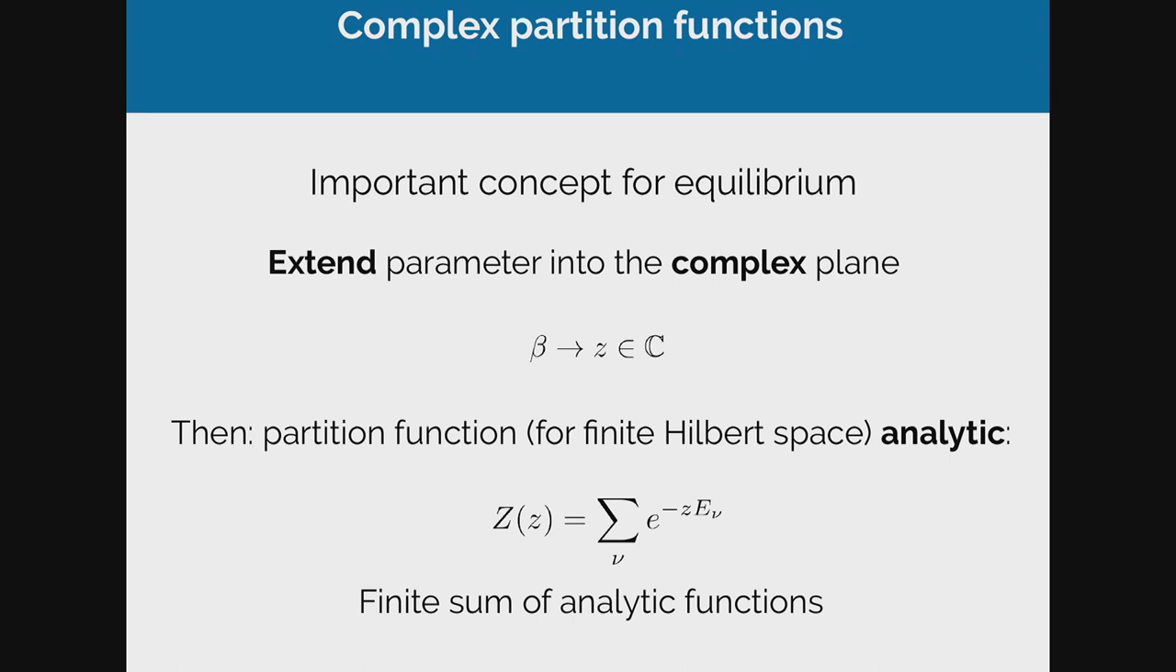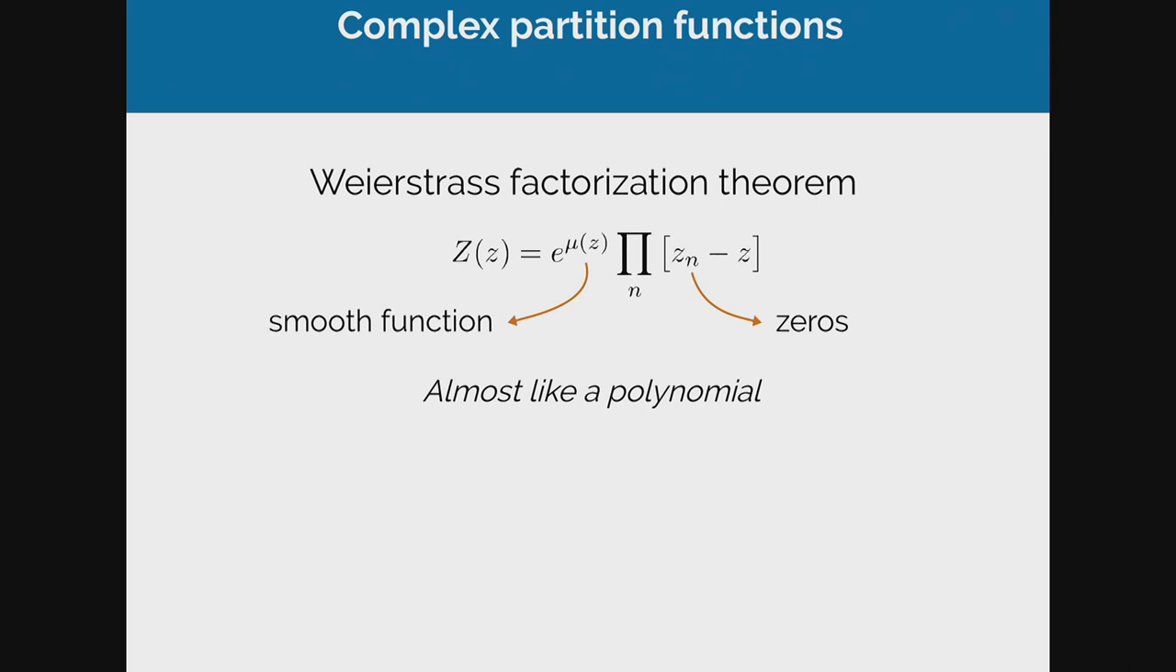The first one is the following. When you replace inverse temperature by some complex number z and study its partition function, written down here, the partition function is only a sum of exponential functions, which means it's an analytic function, as long as your Hilbert space is finite. So when you consider, for example, a system of fermions, bosons, or spins on a finite lattice, when your Hilbert space is finite, then your partition function is an analytic function. And this analytic property you can then use to understand the structure of partition functions in a bit more detail, in particular due to the following rather mathematical theorem, which will turn out to be rather important.